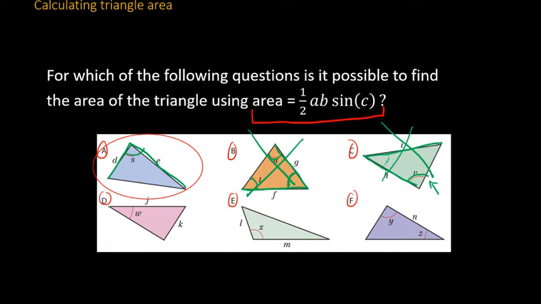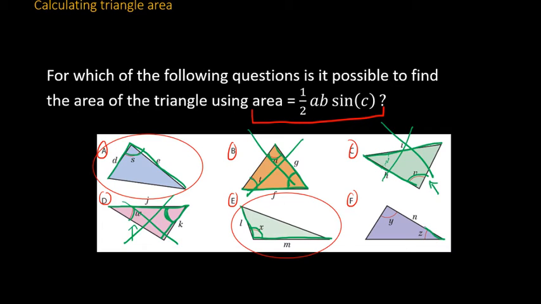Next, we're given J, K, and angle W. We couldn't solve this using this information because, again, this would have been our included angle. Having angle W doesn't help us out. Next, we've got side L, side M, and angle X. This is enough information because we've got two sides of the triangle and their included angle.